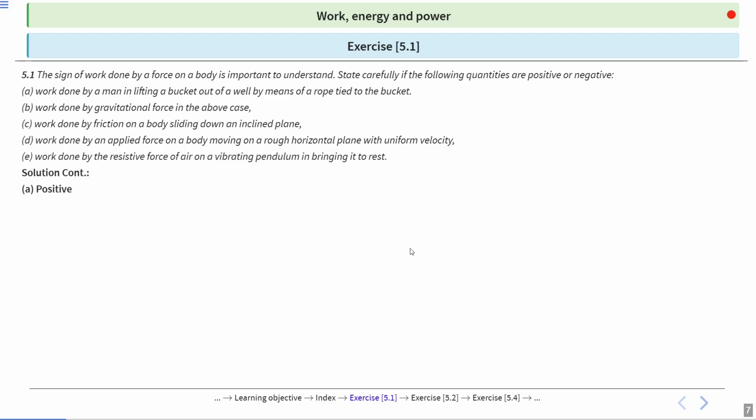Now A, work done by a man in lifting a bucket out of a well by means of a rope tied to the bucket. So the answer is positive, because in this case force applied by a man and displacement of bucket are in same direction. It means the force applied by a man is vertically upward, and displacement of bucket is also vertically upward. So we can say both are parallel. If two quantities have their direction parallel, in that case theta should be 0 degree.